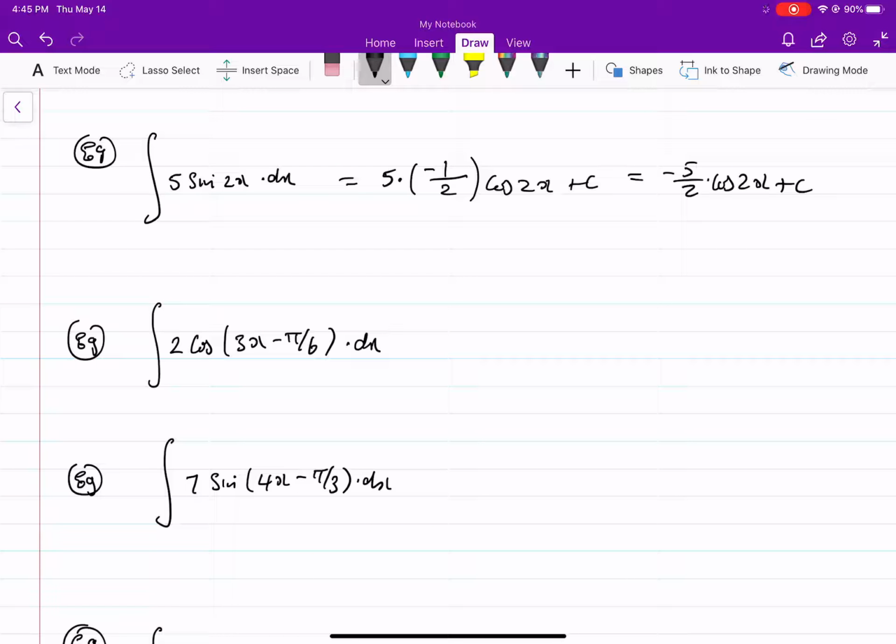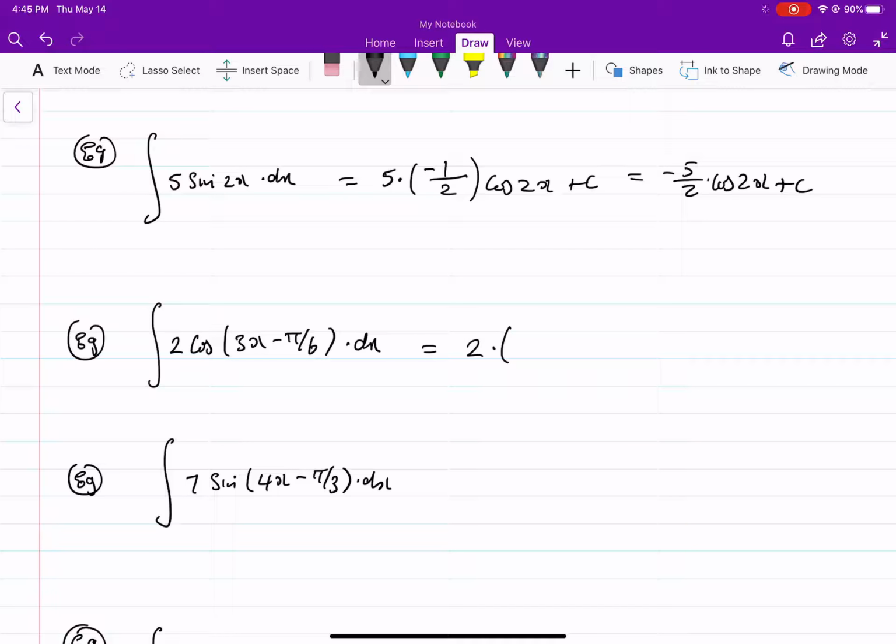What about the next one? 2 times the cos of 3x minus pi upon 6. So let's integrate. I'll write back the 2 first. And now I have to integrate cos of 3x minus pi upon 6. Well, again, that is in the form cos of f of x, where f of x is linear. So what would I get?